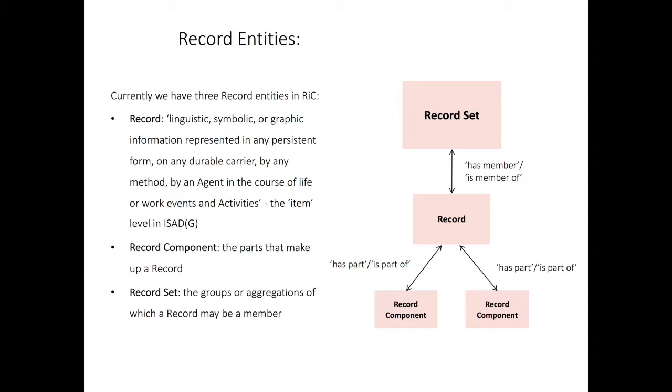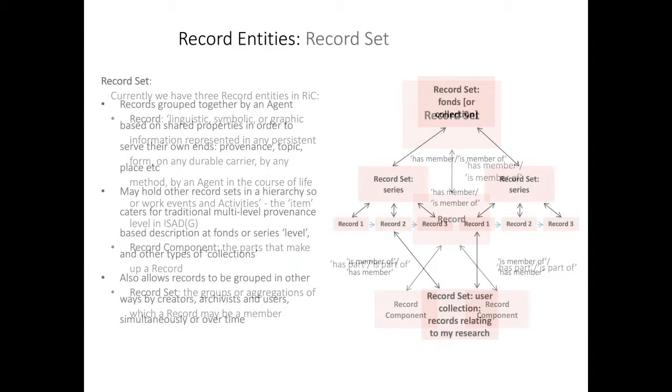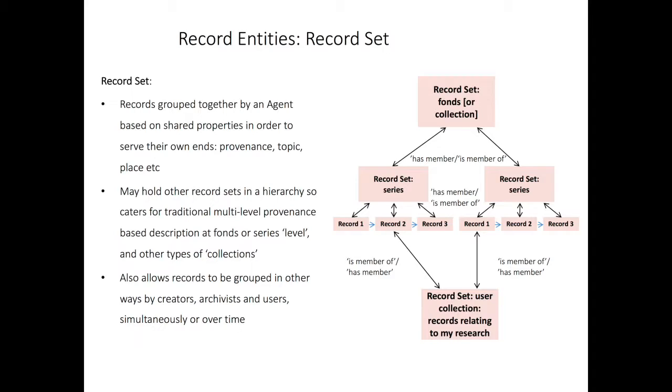Traditionally, as expressed in ICA-RiC, for example, this equates to the item level unit of description. We know, though, that records, particularly perhaps those created and managed electronically, but not exclusively so, may themselves be made up of parts, and we call this entity the record component. And records, of course, may themselves be members of groups, aggregations, or sets. The record set entity is an aggregation of records that an agent has grouped together based on some property or properties, or relation or relations, in order to serve its own ends. The set then may be a series of records brought together in the course of documenting a particular activity.